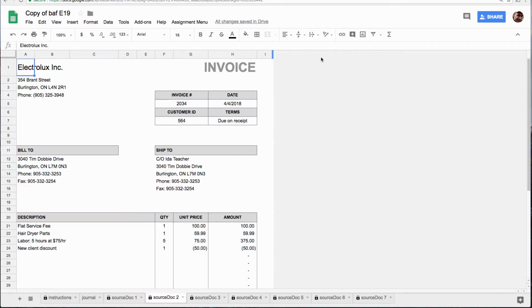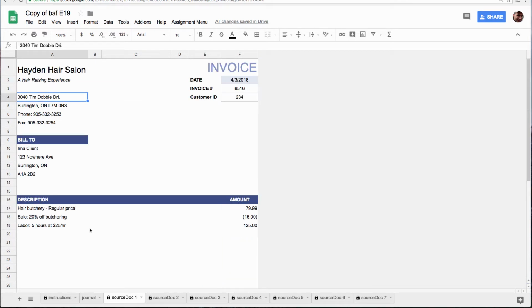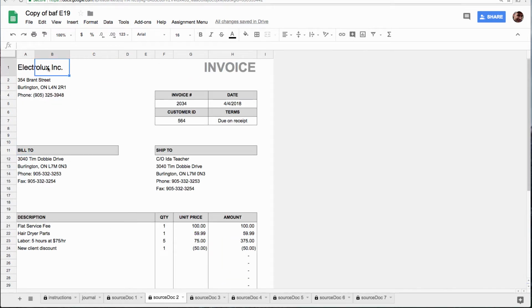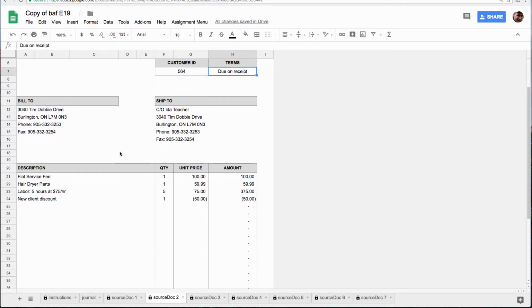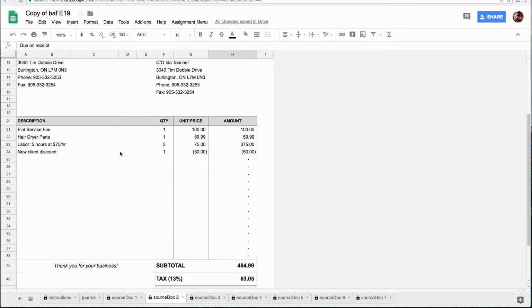Source doc 2. This is another invoice, but take a look. It's to the same address as Hayden Hair Salon, right? If you notice. So this is actually to us. It's from some company called Electrolux. And this one is a bit tricky at first. It's due immediately. There's no discounts or anything. You haven't even officially learned about that yet. But you will shortly. There's a bunch of stuff. And so obviously, if you worked for this business, you'd have a better idea, or you could ask somebody what this was for. But you can probably figure it out if you stare at this long enough.